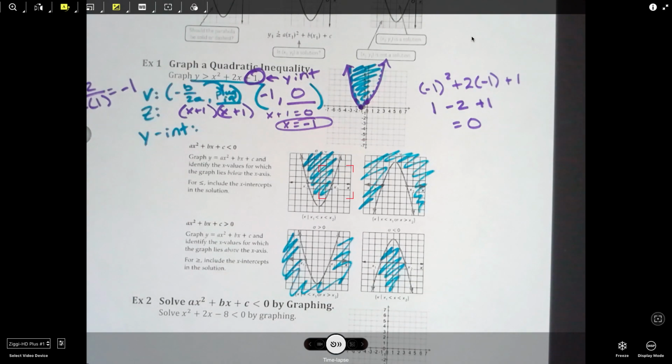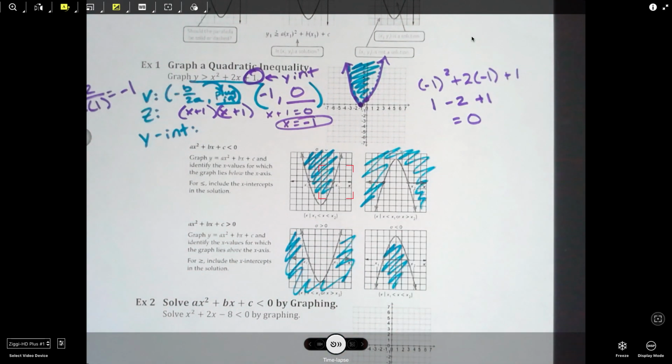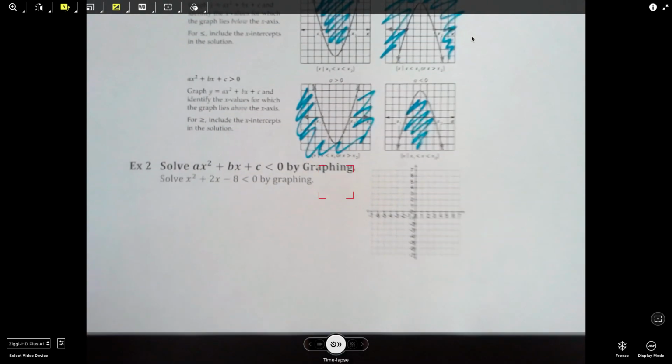I don't know. I don't keep track of all that stuff. But anyway, this is kind of like advertising, okay? Or like supply and demand curves, all right? So down here is another example.